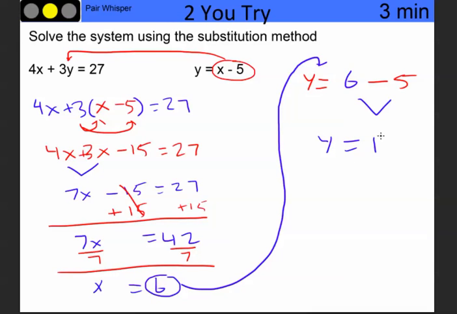We can check it just to see if it makes sense. 6 minus 5 is 1. 4 times 6 is 24, plus 3 times 1 is 3. 24 plus 3 makes 27. I can just write my solution down here, just like we've been doing. 6, 1. That is the point on the line where these two intersect. And if you converted these both into slope-intercept form and graphed them, they would cross at this point.